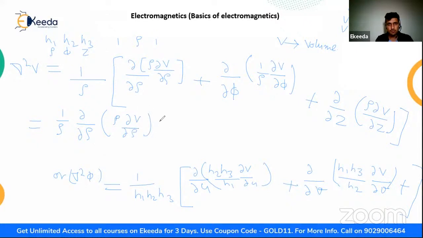Okay. Let me write in a different color so that you don't get confused. You can easily see it. And then again, I'm taking this inside. So this will be 1 upon rho. And this we can take out because the differentiation is with respect to phi, and this is a partial differentiation. So the other parameters or other coordinates will be taken constant. So this 1 upon rho is constant. I can take it out. So it will become 1 upon rho square.